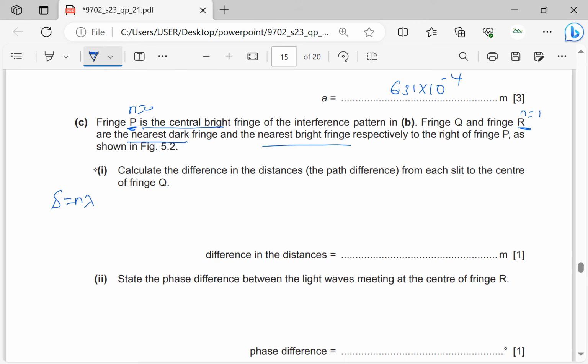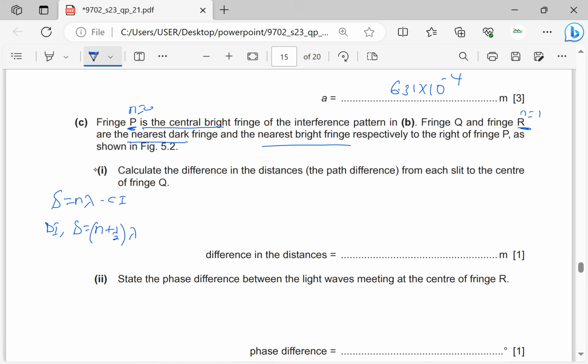And for destructive interference, because Q is the nearest darker fringe, destructive interference, this is constructive interference. For destructive interference, the path difference is going to be n plus a half times the wavelength, where n can be 0, 1, 2, and so on. So the nearest darker fringe corresponds to n equal to 0 for destructive interference.